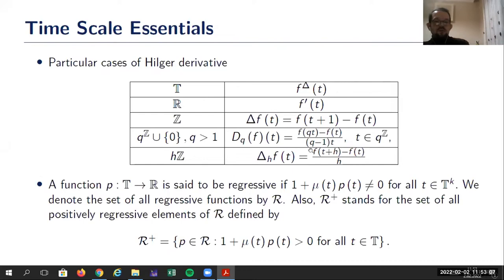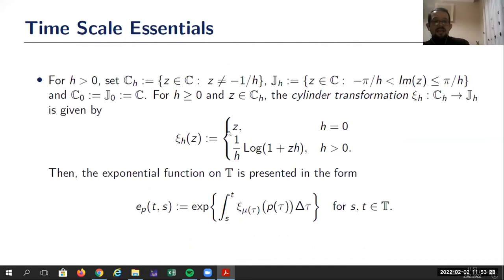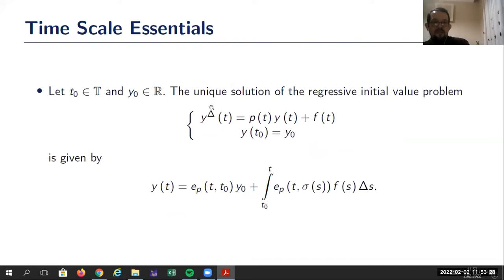Actually, we will require the time scale exponential function. First of all, in order to define the time scale exponential function, we have to ensure that our function is regressive. And then we define the cylinder transform. This is what I need, because I am going to consider a linear initial value problem. In the sense of the time scale exponential function, we write that solution, and this is the unique solution to the initial value problem.